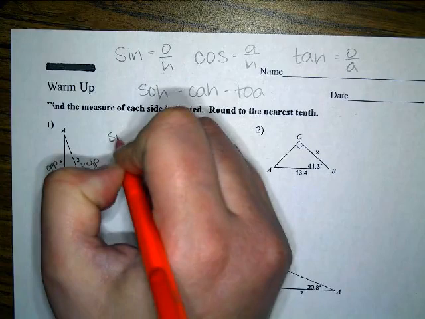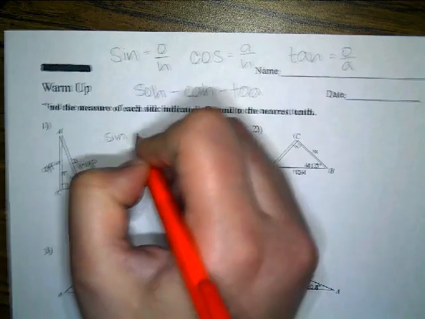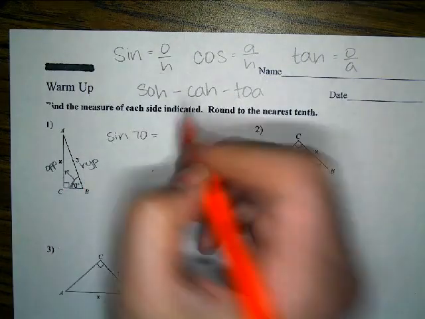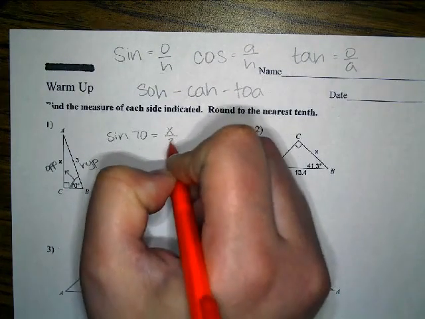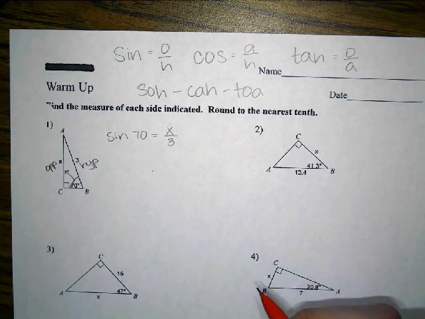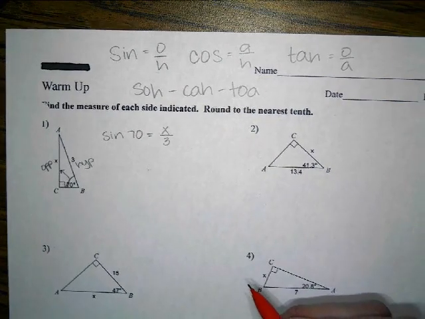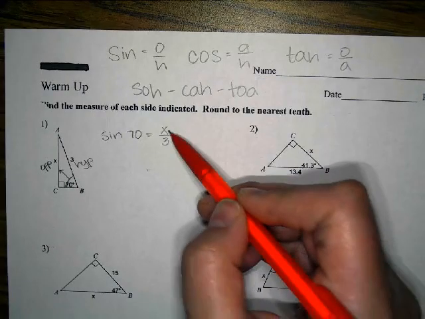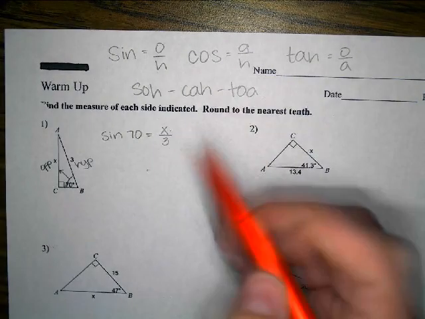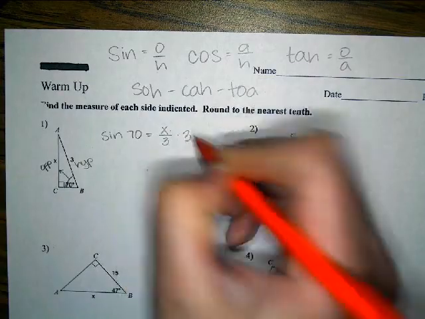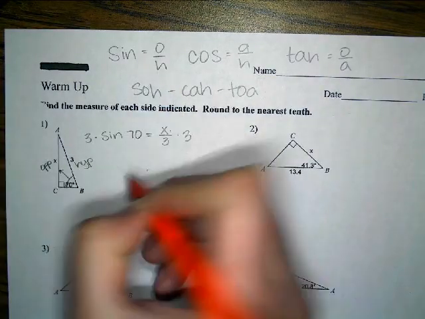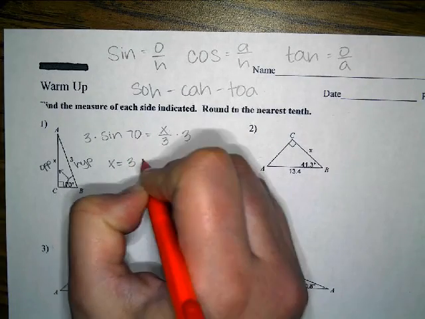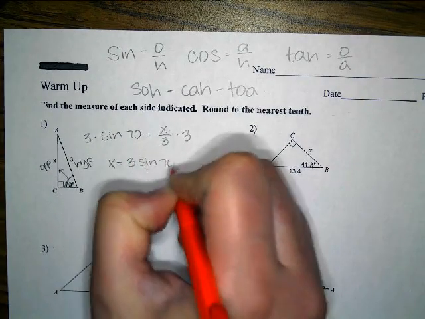So we would say sine of the angle that they gave us, sine of 70, equals opposite over hypotenuse, equals x over 3. And then if we wanted to solve for x, we would just take the 3, we would multiply it to the other side. So the exact answer for x would be 3 times sine 70.